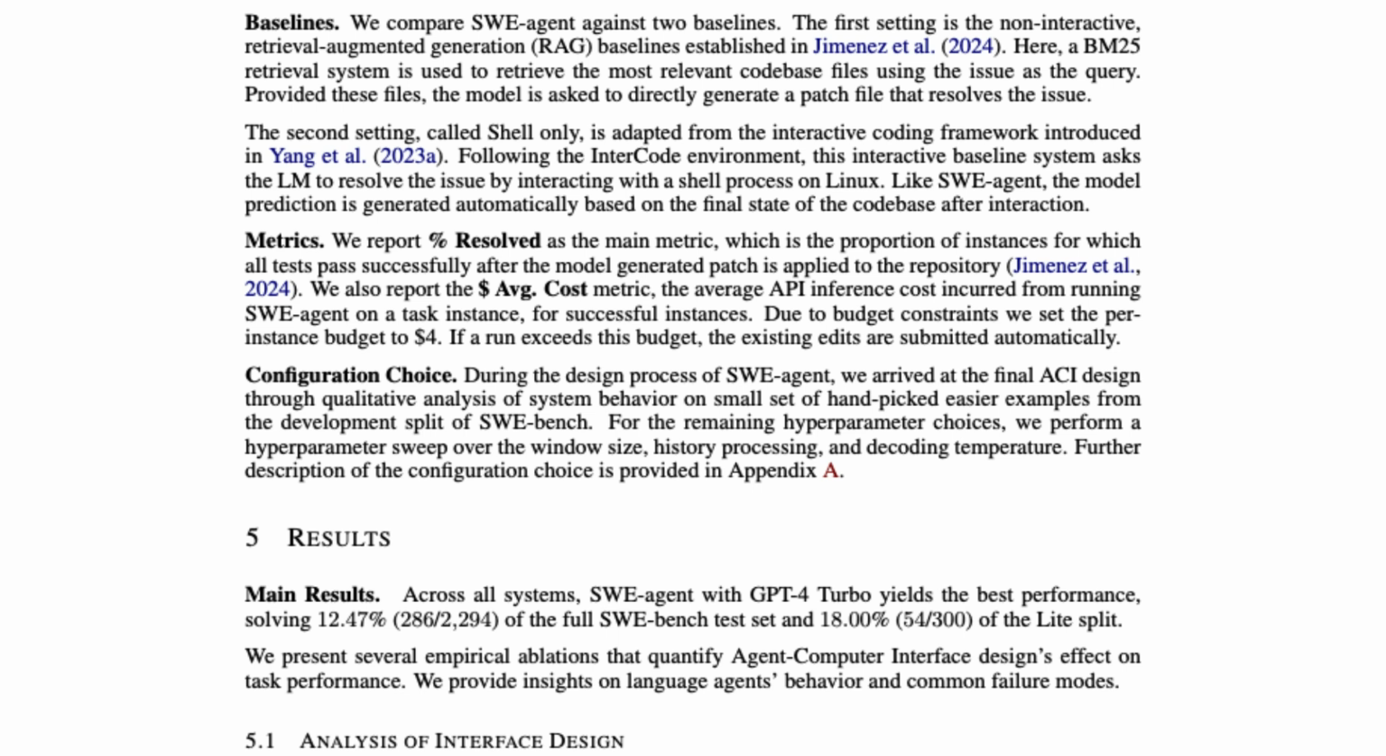Metrics. We report % resolved as the main metric, which is the proportion of instances for which all tests pass successfully after the model-generated patch is applied to the repository. We also report the average cost metric, the average API inference cost incurred from running SWE-agent on a task instance for successful instances. Due to budget constraints, we set the per instance budget to $4. If a run exceeds this budget, the existing edits are submitted automatically.